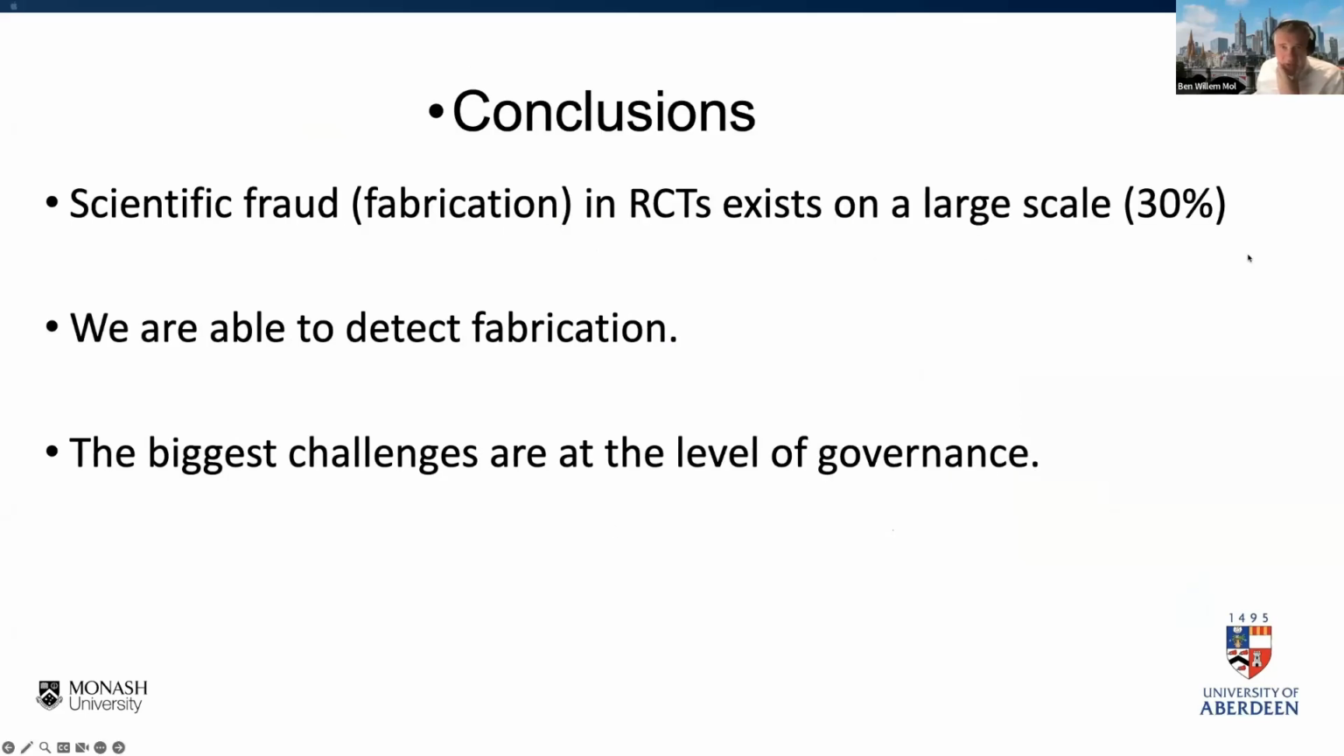I think the problem in RCTs, which are the most informative and most important studies, is as high as 30%. We're able to detect it, and the biggest challenge is at the level of governance, but also our behavior. And with that, I give back to the chair.